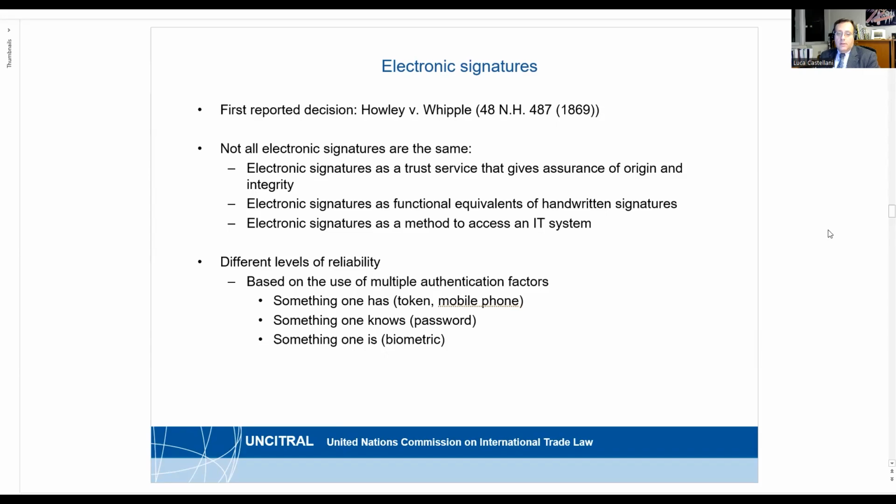And electronic signatures have also different levels of reliability, like all trust services. And often the reference is made to so-called authentication factors. So one has to use multiple authentication factors in order to have a more secure electronic signature. These authentication factors can be something that one has, like for instance, a token with a random number generator, or a mobile phone, something that someone knows, like a password, or even what someone is, like a biometric, like for instance, a fingerprint.